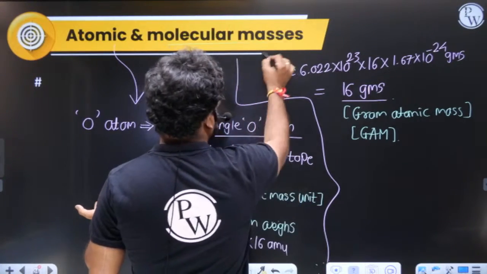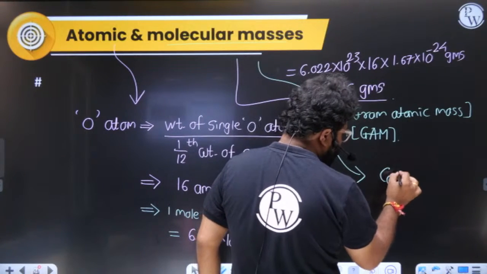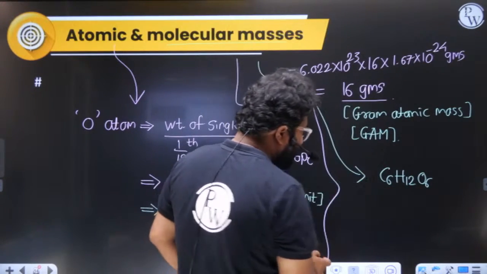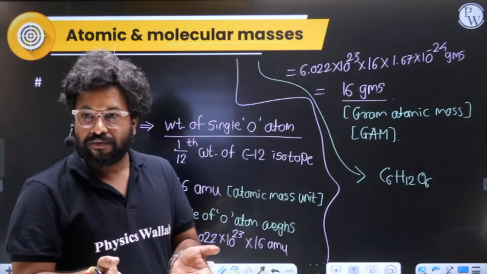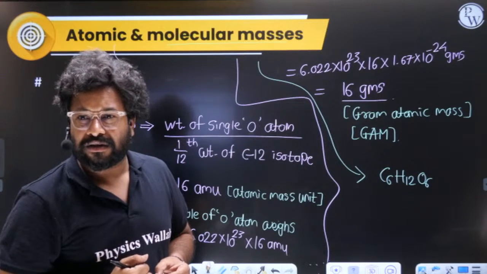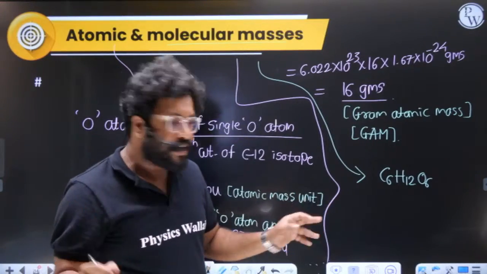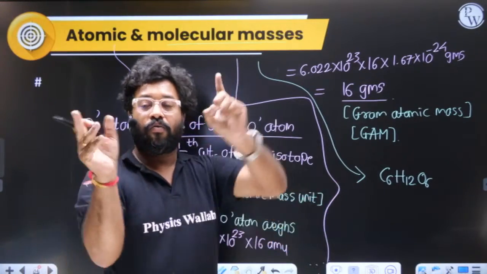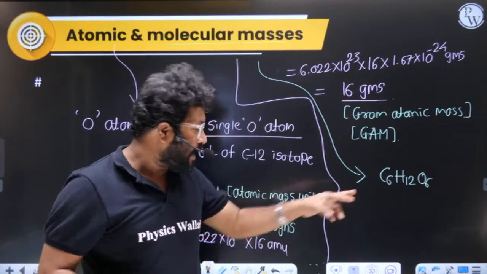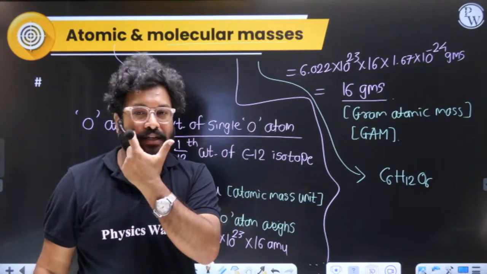You know how the molecular mass works. For example, if you have a molecule like glucose, C6H12O6, that's a glucose molecule. If you want to measure the molecular mass of glucose, what are you supposed to do? We need to take the atomic mass of each and every atom present in it. You need to sum it up and then you get the molecular mass of a given molecule.